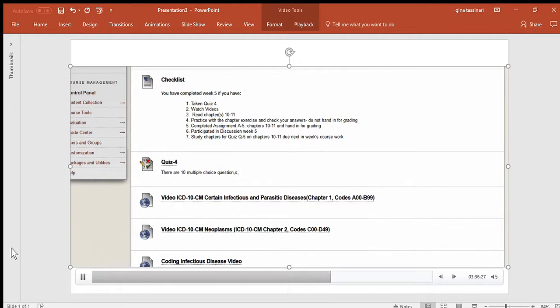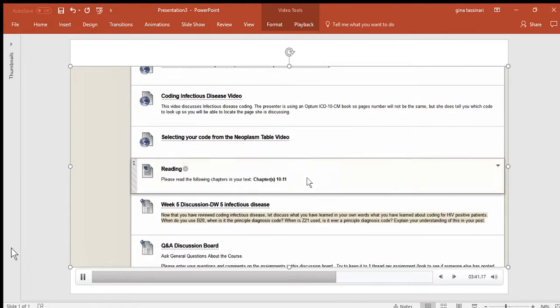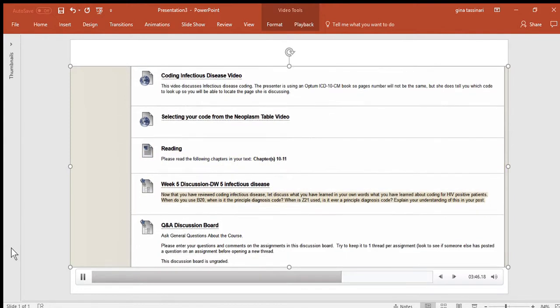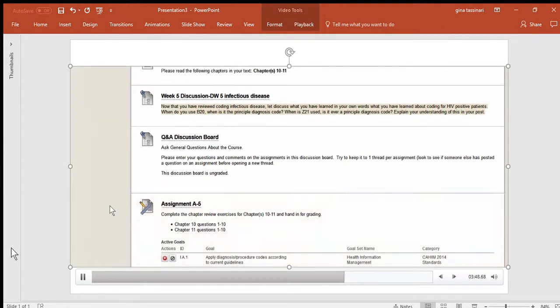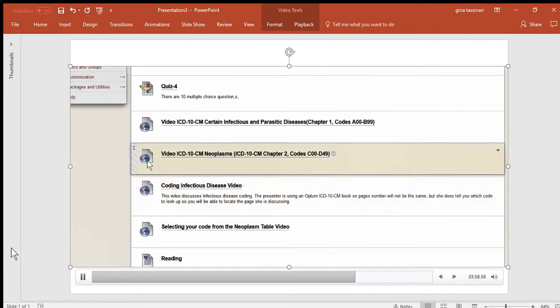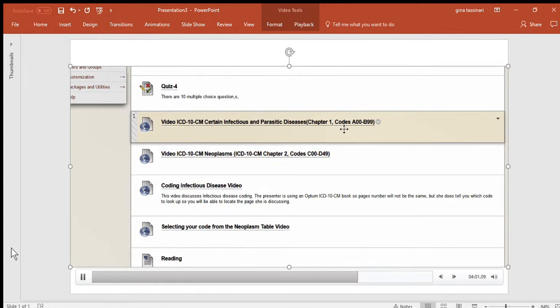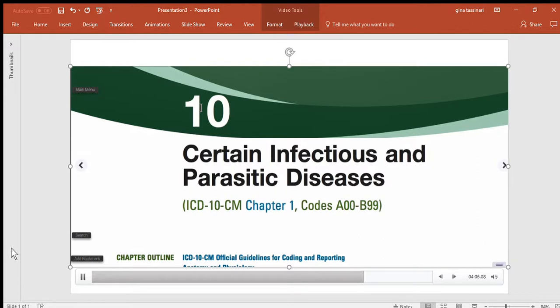Right? So in the checklist, we are speaking to the chapters in the textbook. And a little further down, here's your reading assignment, right? And it's speaking to the chapters in your textbook. And here's the drop box for your coding assignment, telling you specifically which questions to do in the chapter review exercises, speaking to your textbook. The videos are speaking to the chapters in your coding manual. So back to the textbook, this was chapter 10, and it was speaking about chapter 1 in your ICD-10 CM coding manual.